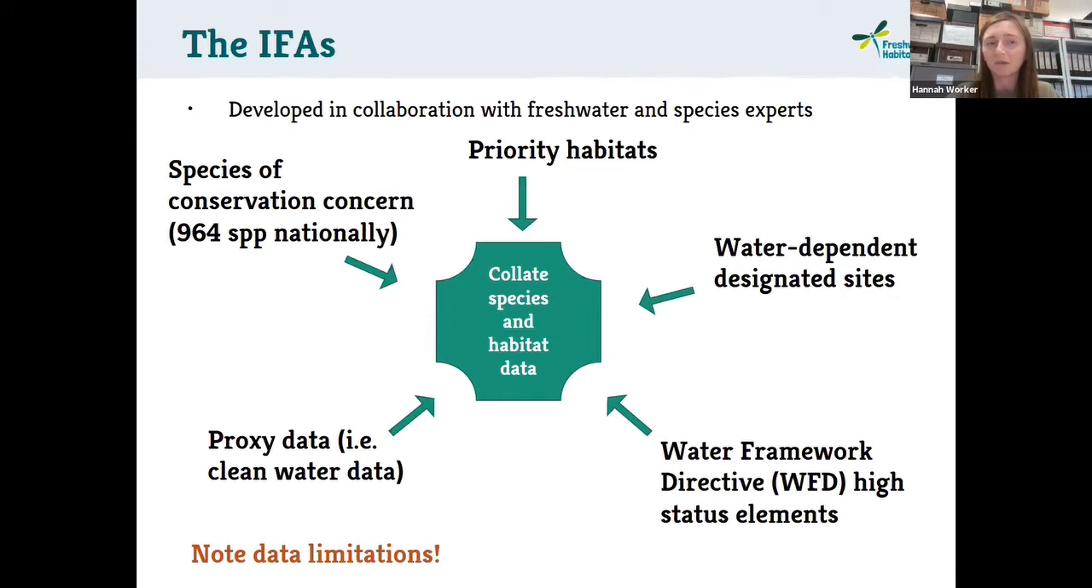I'll go through this in more detail with an example later, but it involves bringing in records you have for species of conservation concern, priority habitats where you have water dependent designated sites, results from the Water Framework Directive monitoring, and also any proxy data you have, particularly noting the limitations of the data. The example I'll give later is a more data deficient catchment, so there's quite a bit of understanding of those limitations involved.